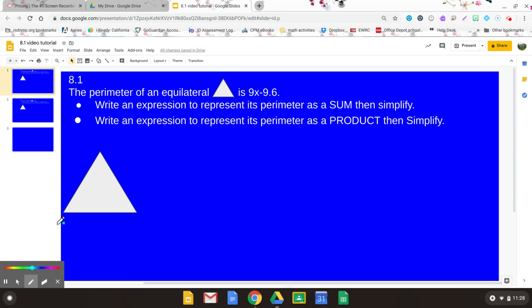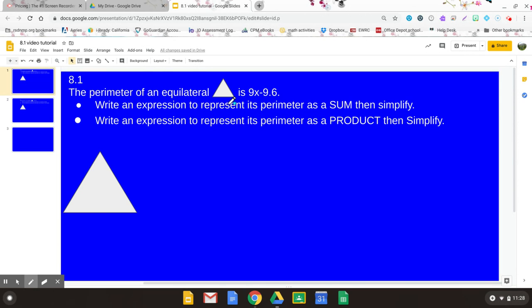So you have to remember that the perimeter of a shape is the measurement of the outer edge of the shape, and that a sum is the answer to an addition problem, and product is the answer to a multiplication problem. And also it's important that you remember an equilateral triangle means that all the sides are of equal length. So you should be able to multiply one side by 3 and get the perimeter, or divide the perimeter by 3 to get the measurement of each side.